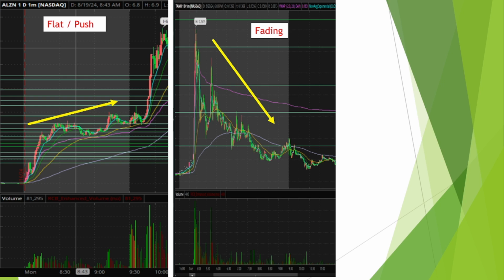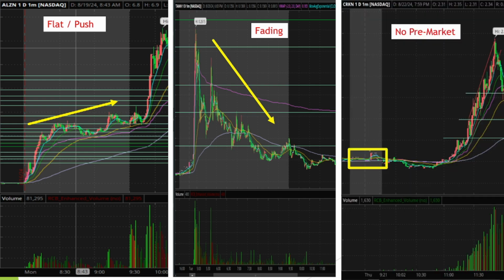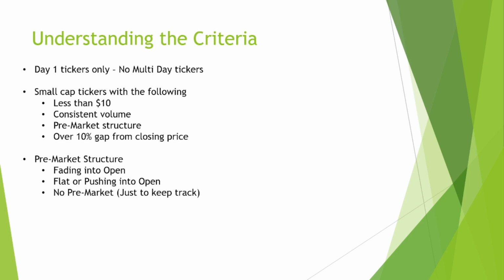Fading is a stock that made a giant move and then has just ski slope faded into open. No pre-markets, which we're not really going to spend a lot of time on. But that's just basically, to me, there's no structure, there's nothing going on. The stock just decided to push midday because of mid-news or something else.